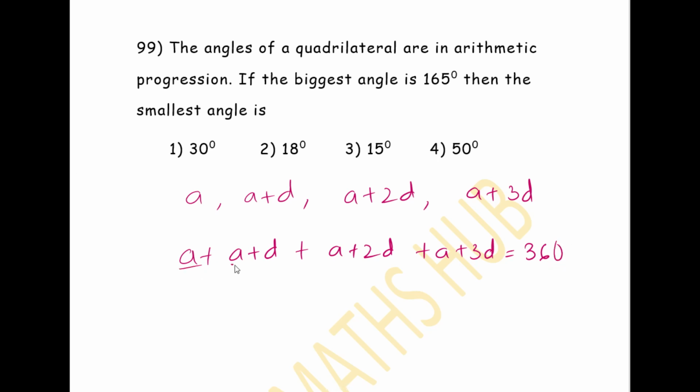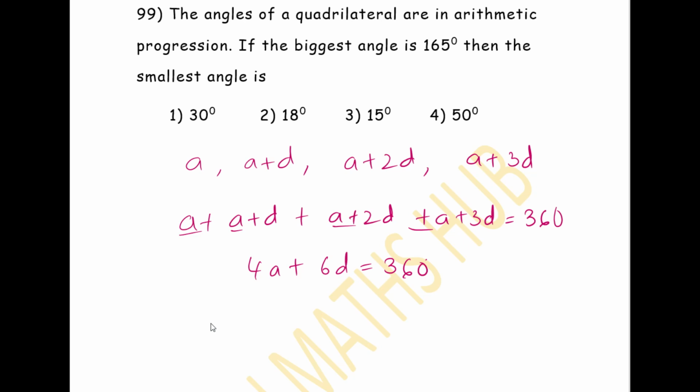Now A plus A plus A plus A is 4A, plus D plus 2D is 3D. 3D plus 3D is 6D, which is equal to 360 degree. Now what is the second condition? The biggest angle is 165 degree. Therefore, what is the biggest angle? A plus 3D equals 165 degree.